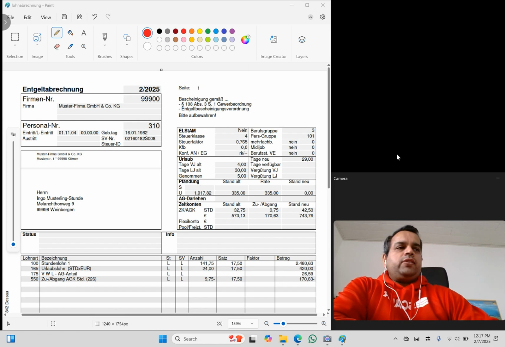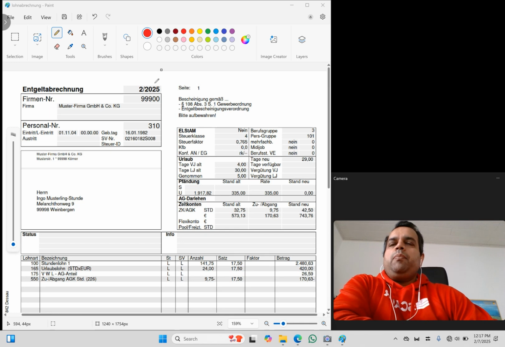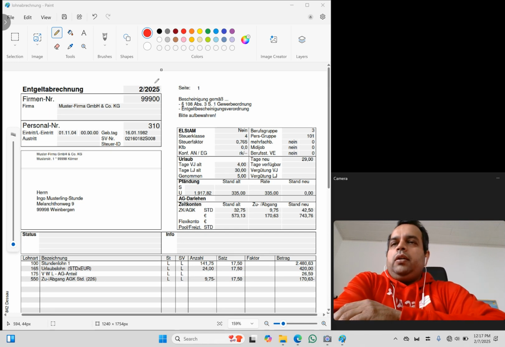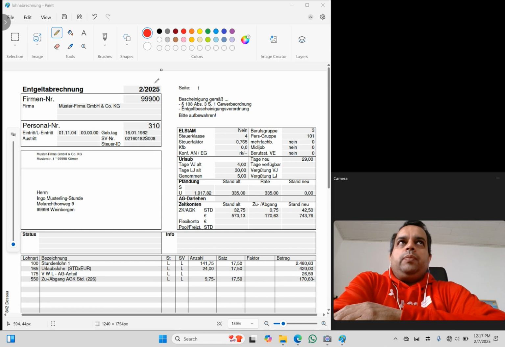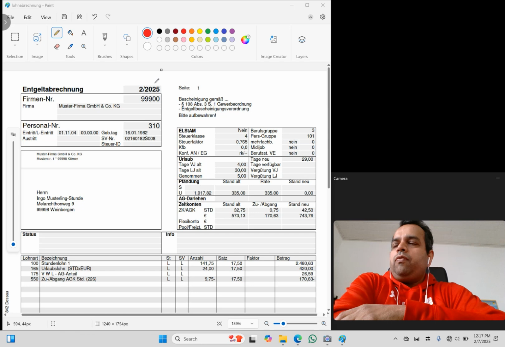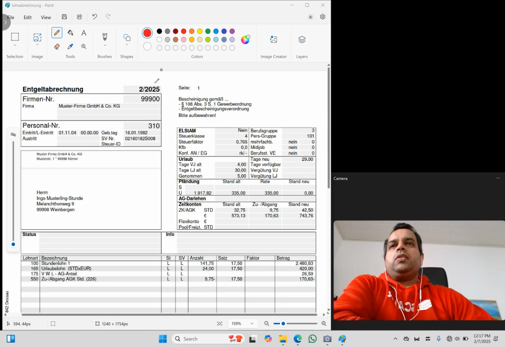On the left hand side, you see a very typical example of a pay slip. It is called Entgeltabrechnung, Lohnabrechnung, and some other names as well. There is a fine difference between the Lohnabrechnung, Entgeltabrechnung, Gehaltsabrechnung, but I will not go into those nuances. Altogether, it is a pay slip. So let's keep it like that.